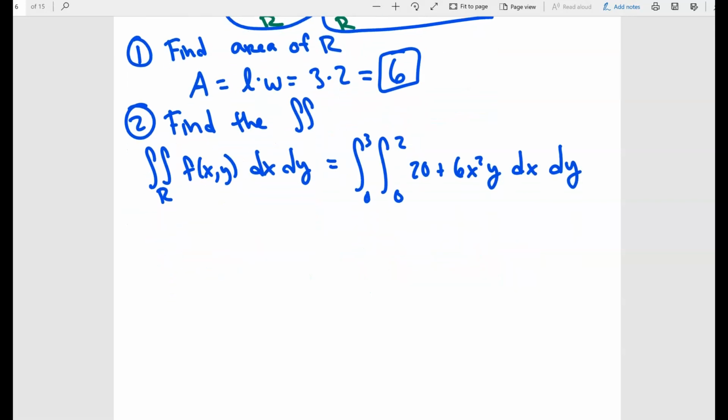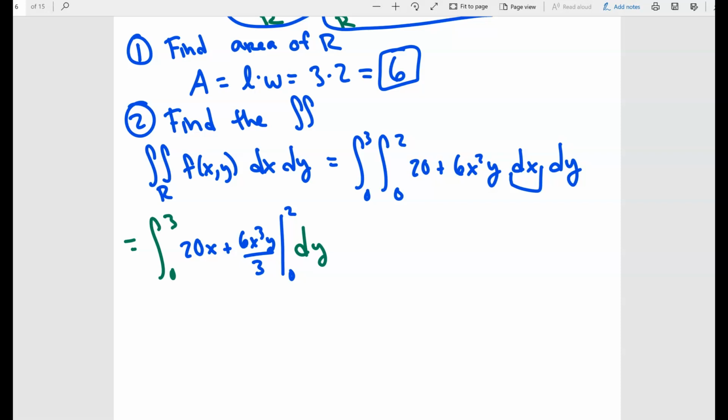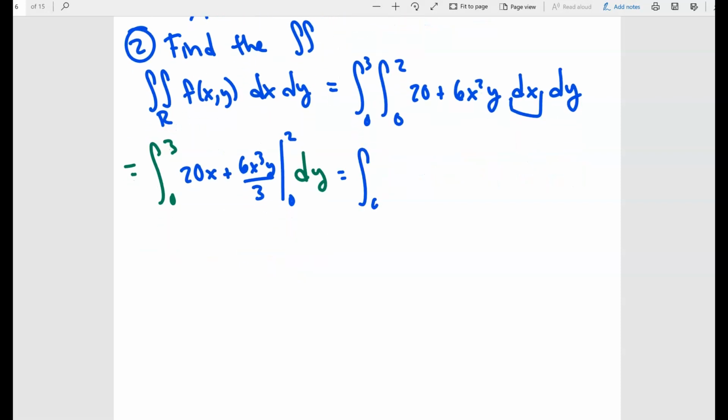All right. Now let's evaluate this double integral. I'm going to leave the 0 to 3, dy, by itself, and evaluate the inside of the integral first. The integral is with respect to x. So the antiderivative of 20 is going to be 20x, and the antiderivative of this is going to be 6x cubed y over 3, from 0 to 2. So this gives me the integral from 0 to 3 of 20x plus 2x cubed y, from 0 to 2, dy.